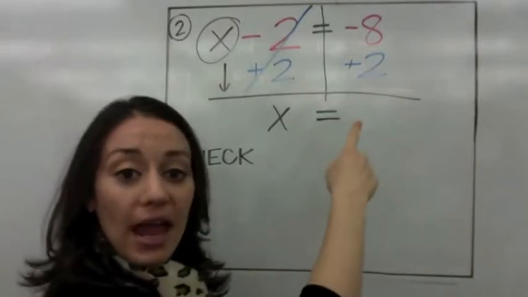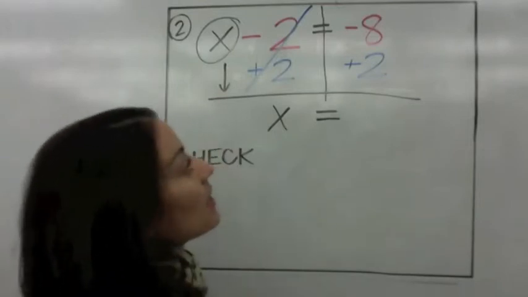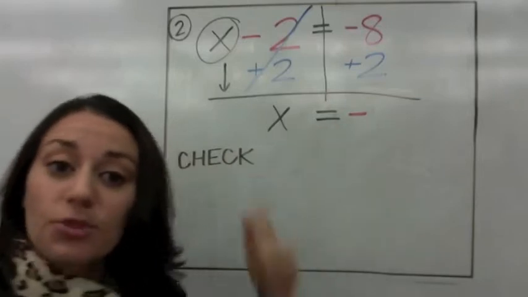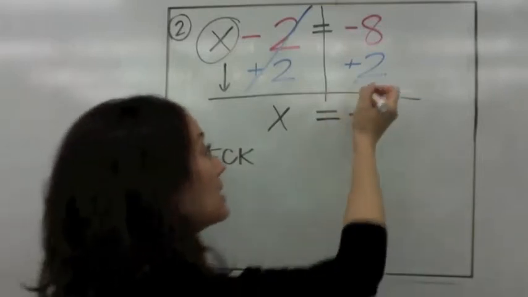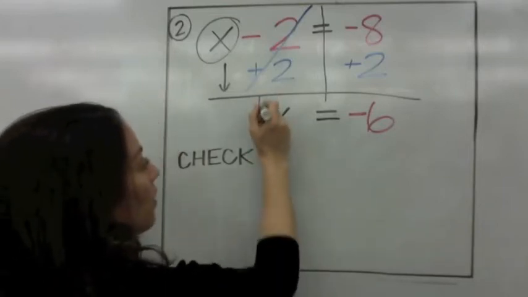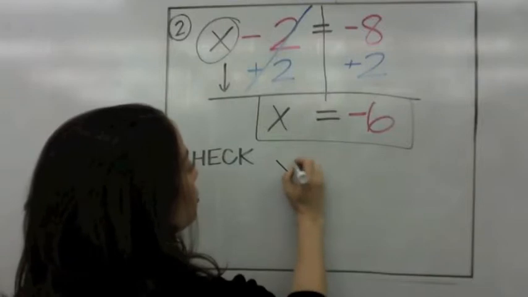What's the bigger number? 8 or 2? 8. So because 8 is negative, okay, you're going to write negative. And now subtract. 8 take away 2. You say 8, 7, 6. So the answer, or the value of x, is negative 6. So rewrite the equation. Let's check it.